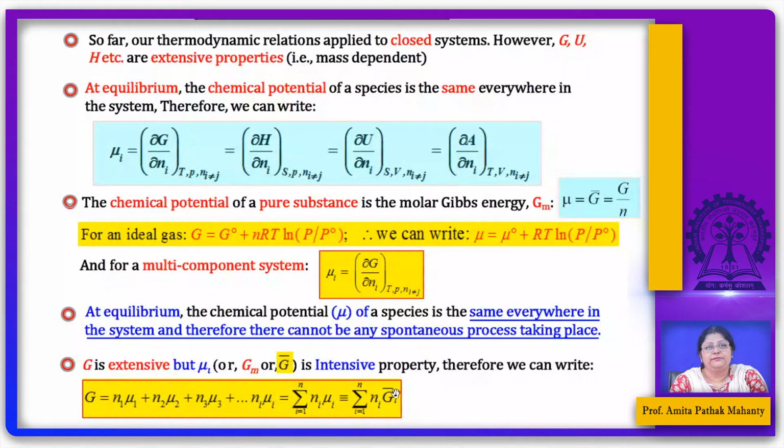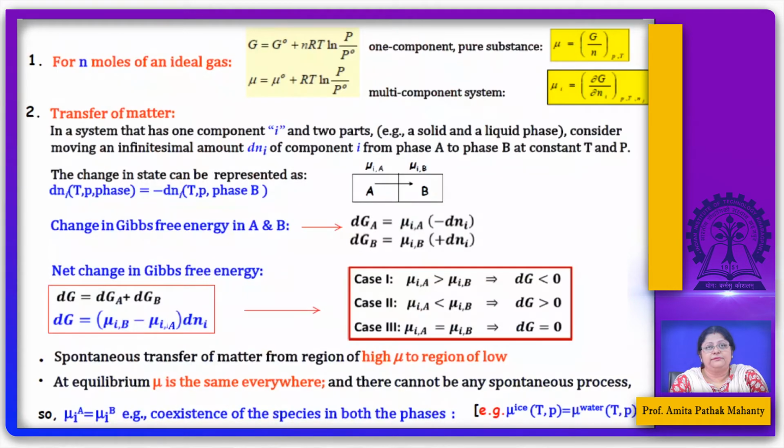Okay. So I hope you have understood what the chemical potential means. If I take n moles of a substance, how we can represent G is shown here. G is equal to G naught plus nRT ln P by P naught. P naught is the standard pressure defined as 1 bar. So sometimes we may not write P naught, but remember it is always there in the denominator as 1 bar.